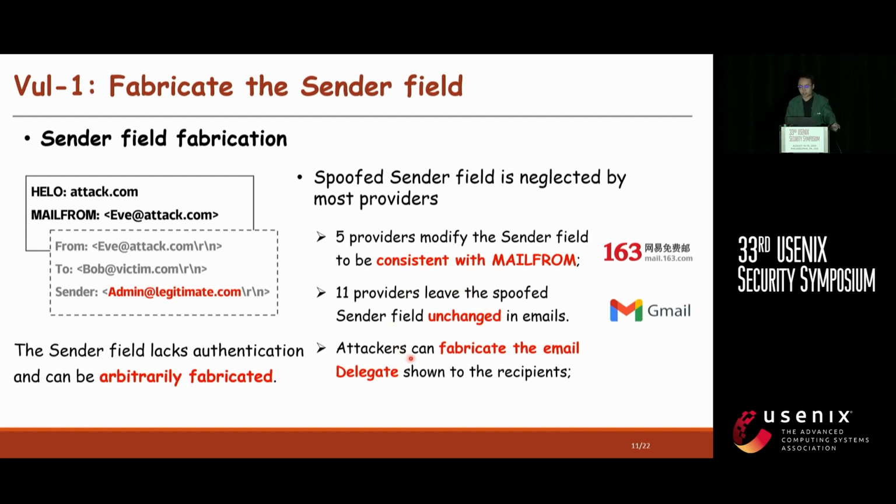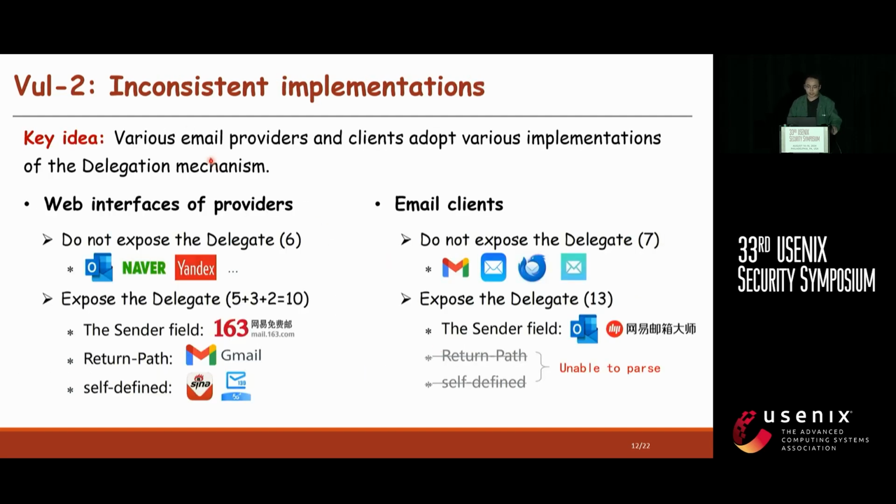Thereby, it's enabling the attackers to fabricate the email delegate information to show to the receiver. And the second vulnerability is the inconsistent implementations. As for the web interface, 6 providers do not expose the delegate to the receiver, while the providers who expose this delegation have various implementations, as shown in the left figure.